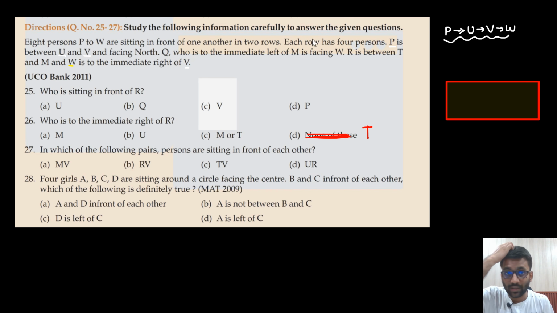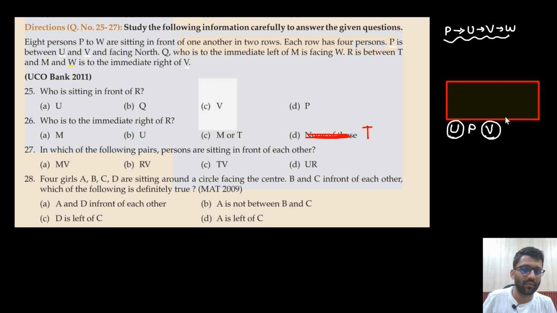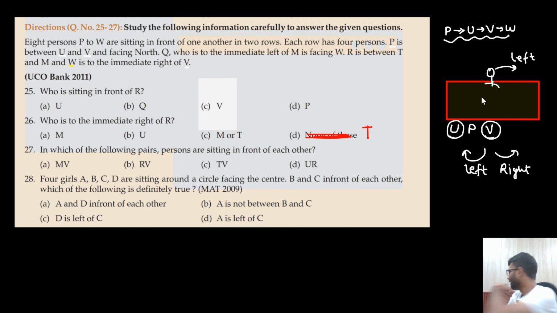Now what they are saying, P is between U and V. Now U and V can be interchanged. And now W is immediate right of V. Right of V. So for these guys, this will be right. Say yes or no, because all will be facing the center. For these guys, this will be right and this will be left. And for these guys, this will be left. Put yourself at the place of this guy, where he will be looking in this direction. So this will be right and this will be left.